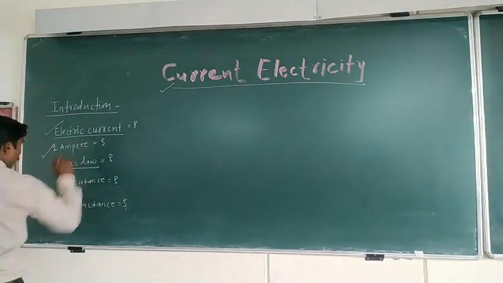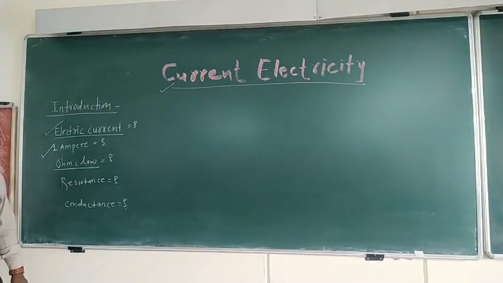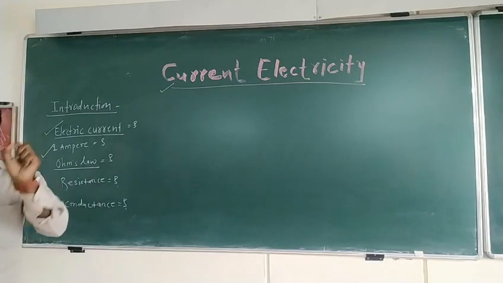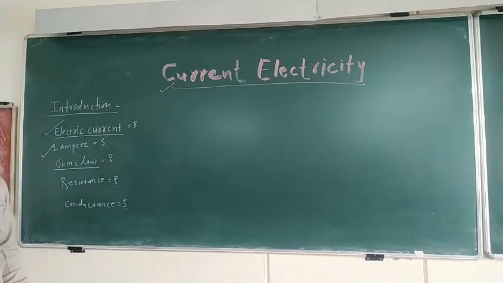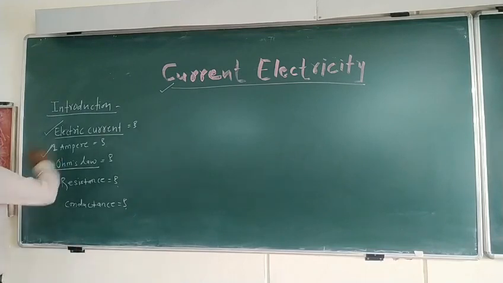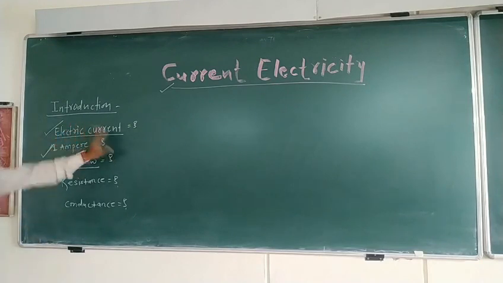When 1 coulomb of charge flows through the conductor for 1 second, then the generated current in the conductor is said to be 1 ampere. When we flow 1 coulomb of charge through a conductor for 1 second, then the current generated in the conductor is said to be 1 ampere. This is the simple definition of 1 ampere and electric current.